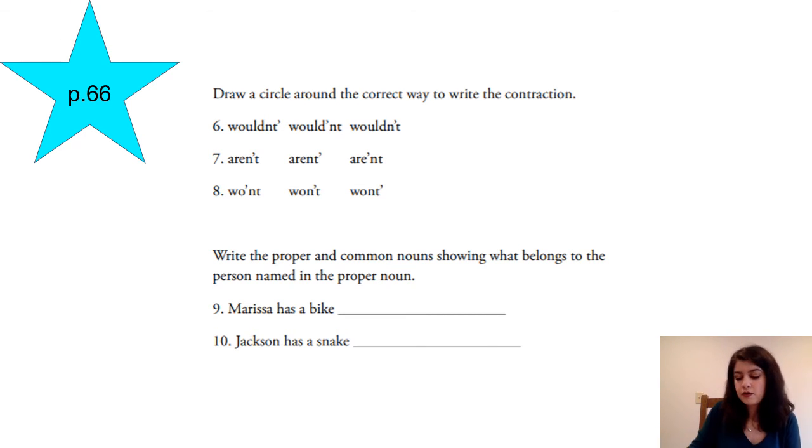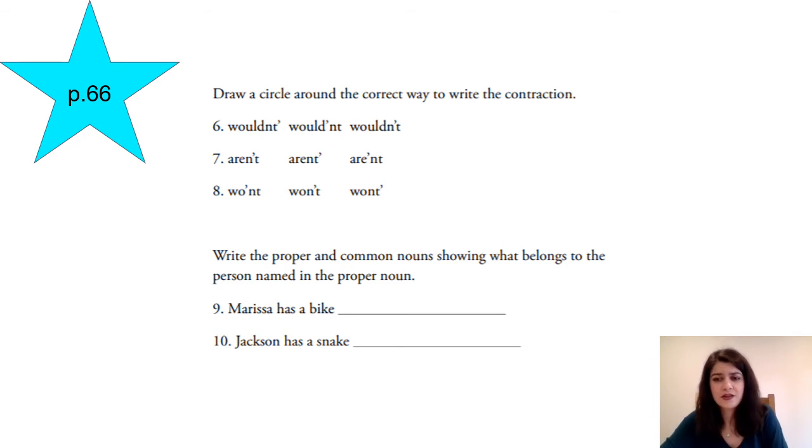Last one, number 8, is the contraction won't. Won't is a very strange contraction. They change everything. It's very odd. Won't is the words will not combined. Notice that the ending has not, just like the other ones, so you're going to want to see the apostrophe in the same place as number 6 and number 7.